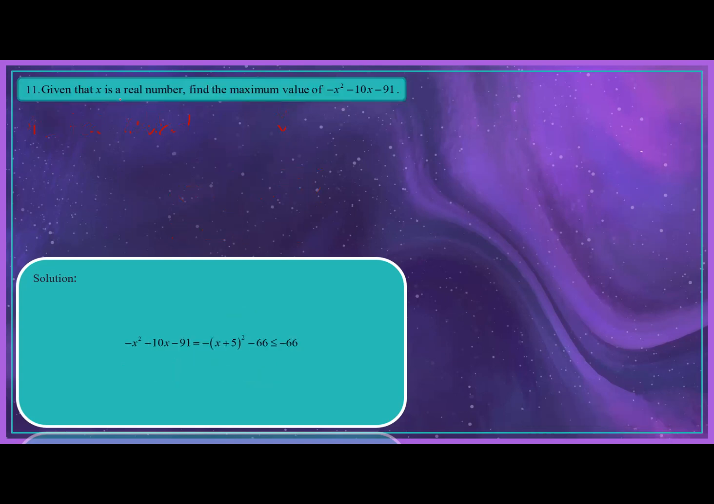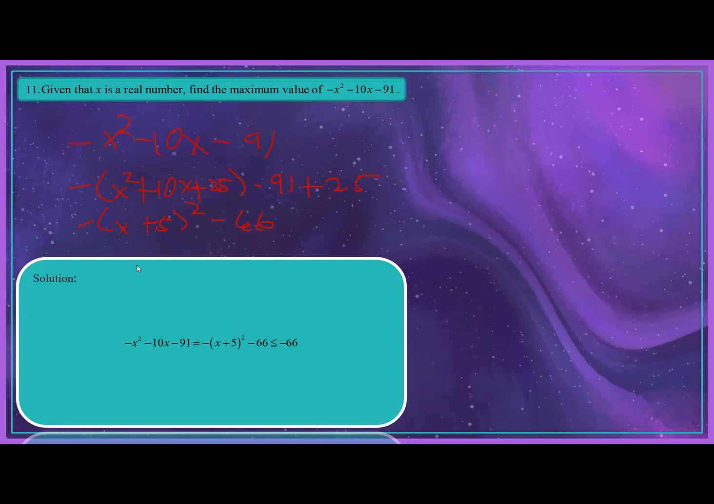Next, number 11. Given that x is a real number, find the maximum value of negative x squared minus 10x minus 21. Here we complete the square. That's 25. If we add 25 here, we need to balance the equation. So this would be negative (x plus 5) squared plus 4, minus... x plus 5 squared minus 66.